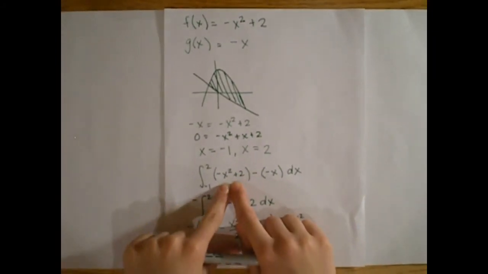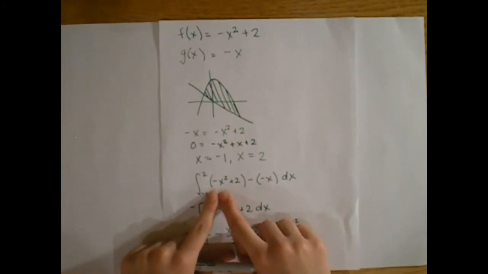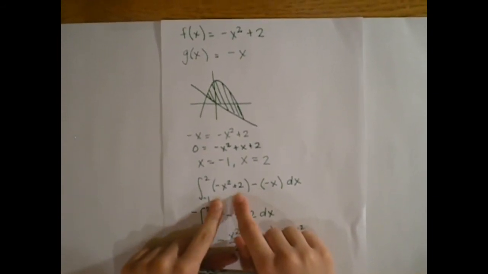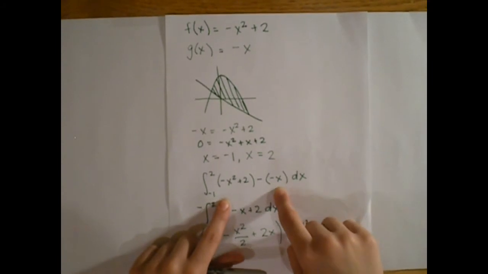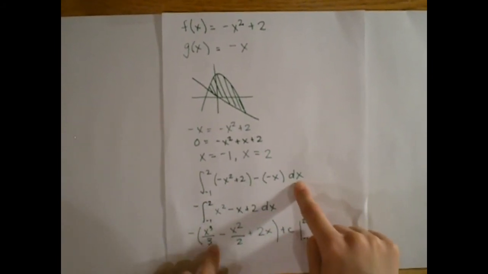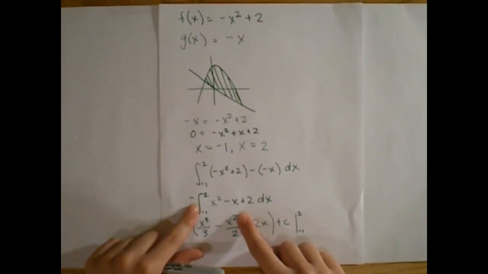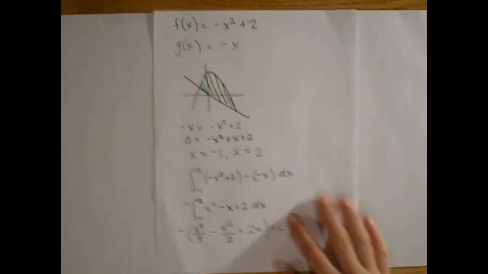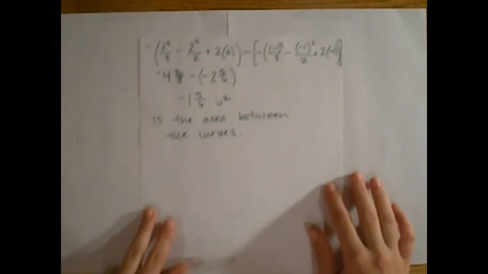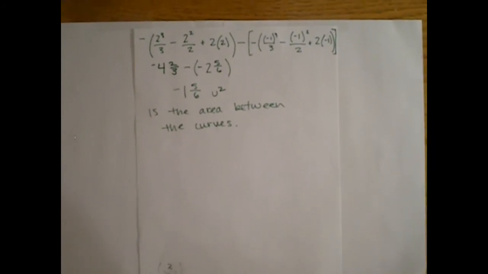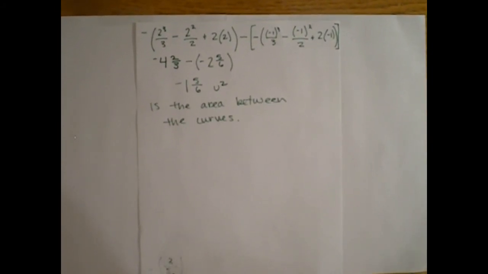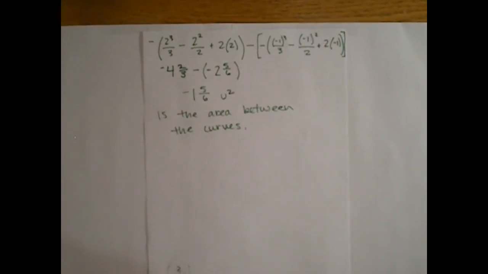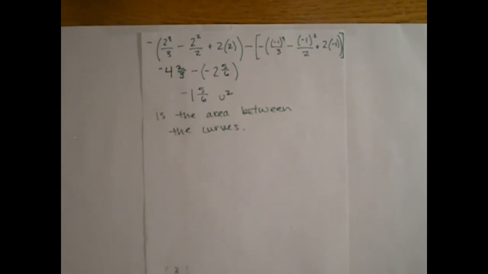Since this is the top function, we want to take negative x squared plus 2 minus negative x with respect to x. We can factor out the negative and integrate x squared minus x plus 2. And using FTC, we will find that the area between the two curves is -1 and 5/6 units squared.